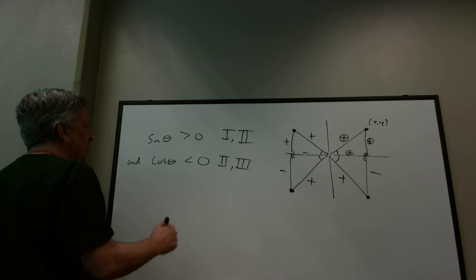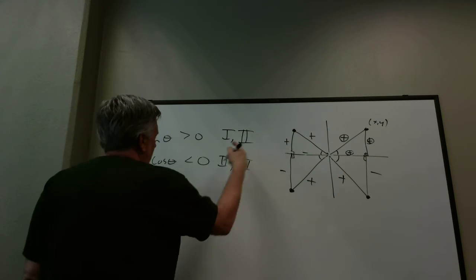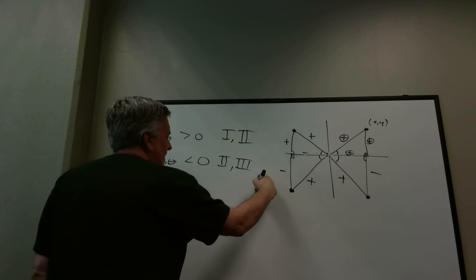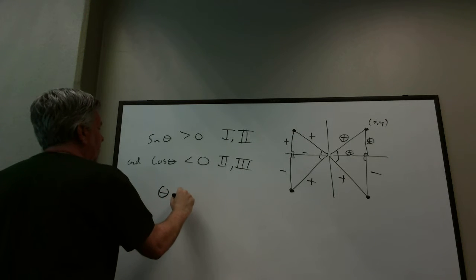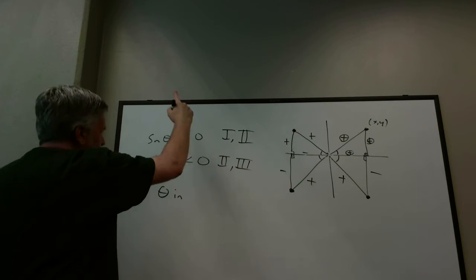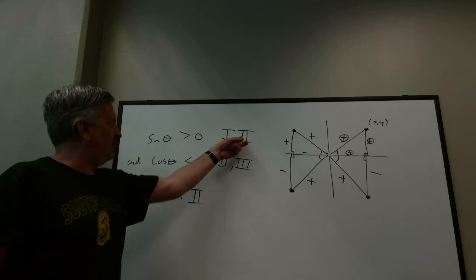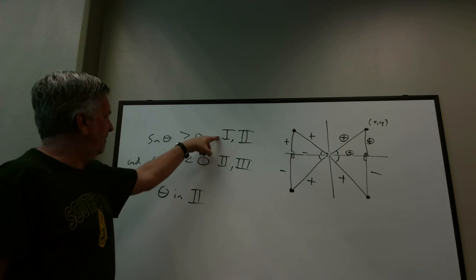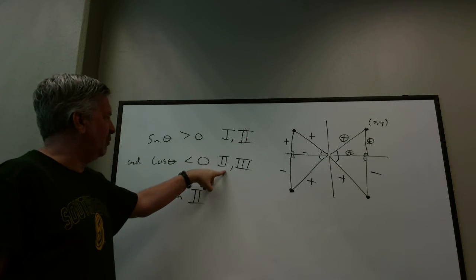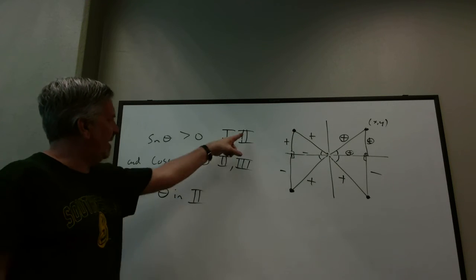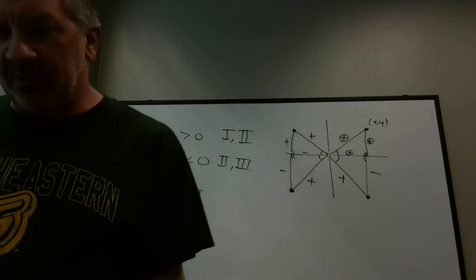So let's answer the question now. Sine is positive in these two quadrants. Cosine is negative in these two quadrants. So in which quadrant does theta have to be? To satisfy both equations simultaneously, theta would have to be in the second quadrant. It has to satisfy both. Right? In the first quadrant, cosine's not negative, so it can't be first. It's what they have in common. Okay, so that's that one.